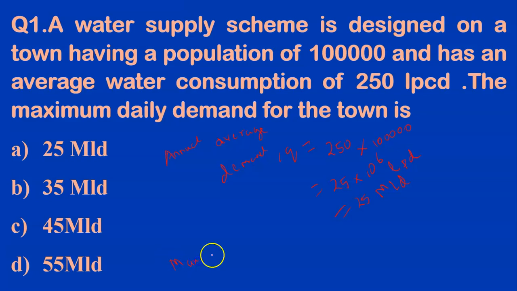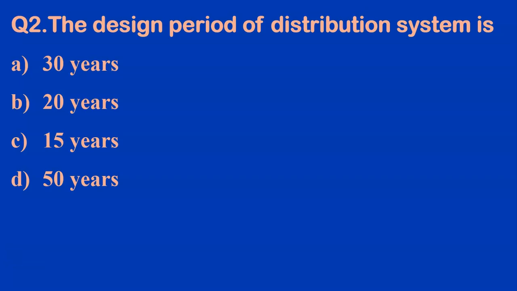Now the question is to find the maximum daily demand. We have already discussed that maximum daily demand is 1.8 times the annual average daily demand. So 1.8 into 25 gives the answer as 45 MLD. Hence the right answer to the question is option C, 45 MLD.